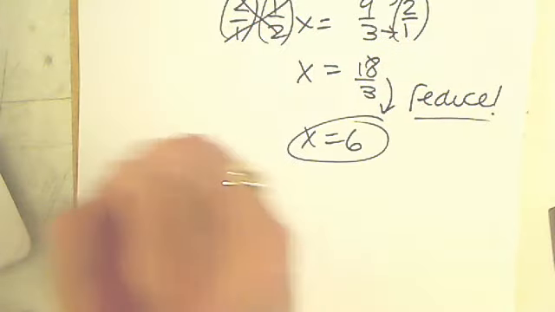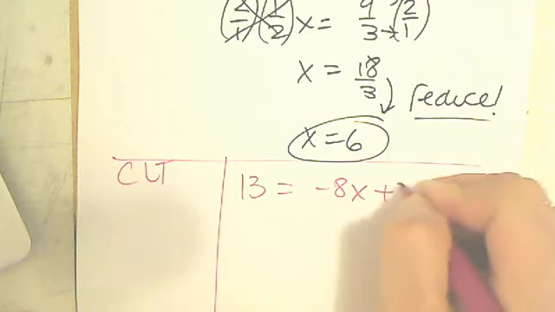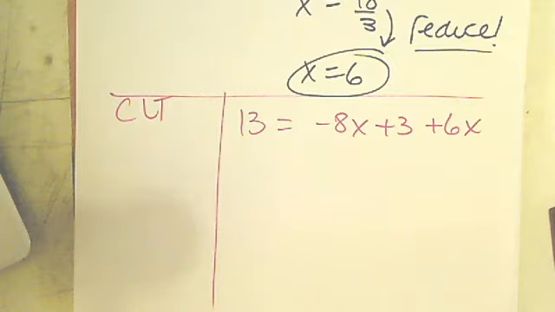All right, let's combine like terms. 13 equals negative 8x plus 3 plus 6x. What do you have to do first on that side? Combine like terms. If you do not do that, the majority of the mistakes will come right there.